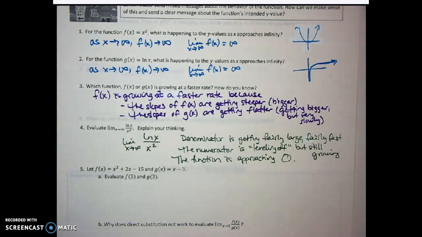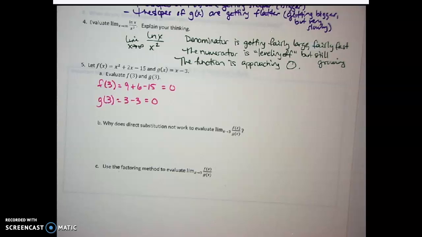All right, moving on to number 5. Let f of x be x squared plus 2x minus 15, and g of x equals x minus 3. The first thing we're going to do is evaluate f of 3 and evaluate g of 3. No derivatives, just the function. Go ahead and pause the video and do that. So f of 3 is 0 and g of 3 is 0.